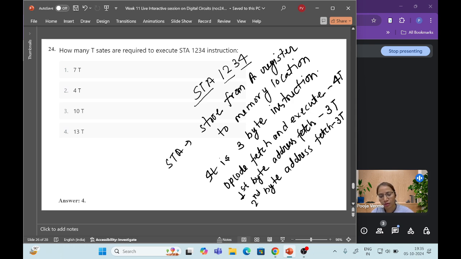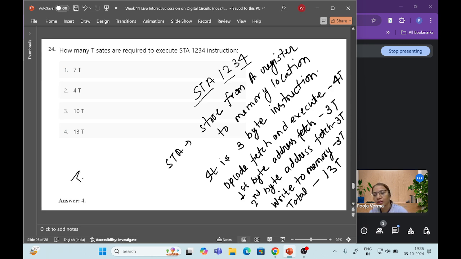Okay. Now, for writing to a memory, also 3 T states are required. Total how many T states are required? Just count it: 4, 3, 7, 7, 3, 10 to 13. Total 13 T states are required.